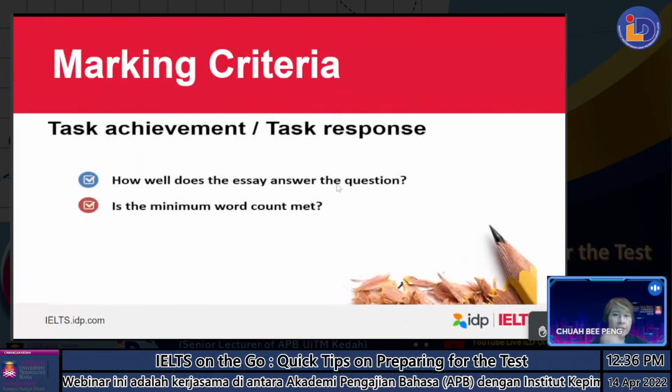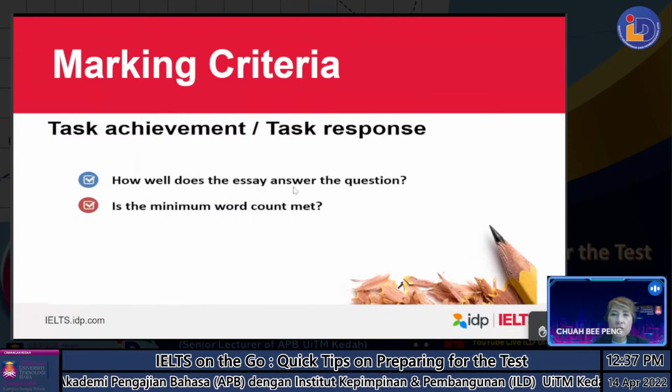Essentially, for your writing, they will focus on your task achievement. How well does the essay answer the question? This applies especially to both Task 1 and Task 2, and they will also count your words. Don't waste your time counting, my dears, how many words you have put there.